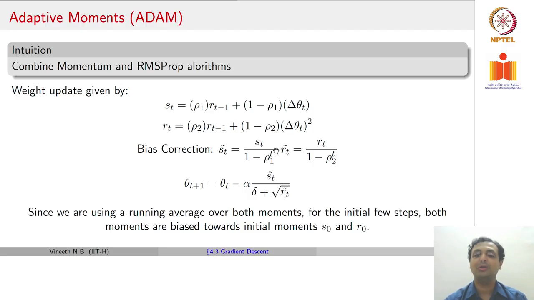Right? So as long as you have a value less than 1, as you raise it to the power t, it's going to keep reducing. The rho 1 power t will keep reducing to 0, and 1 minus rho 1 power t will get closer to 1 over the iterations, which means after a few iterations, ST tilde will become ST, RT tilde will become RT. So the step of bias correction was only to handle the initial epochs where the gradient may not have a significant impact.